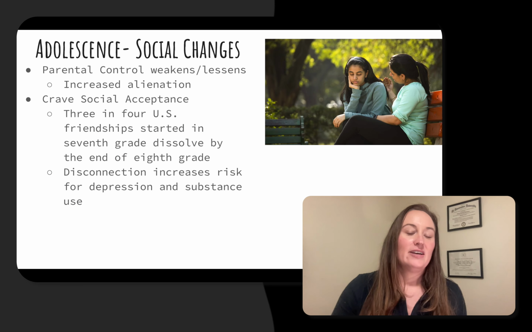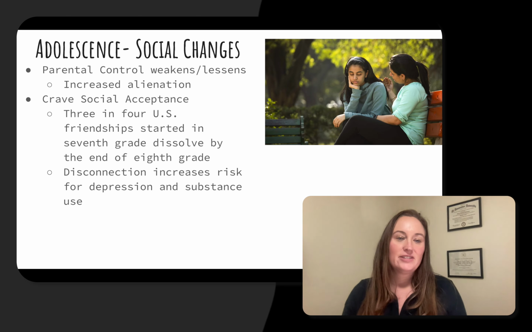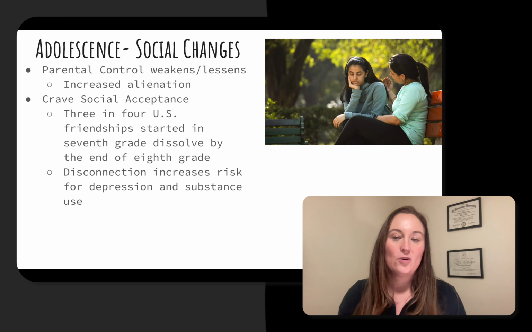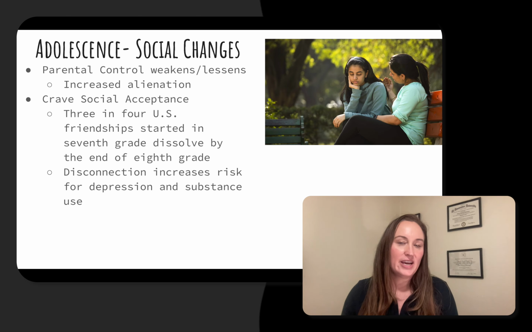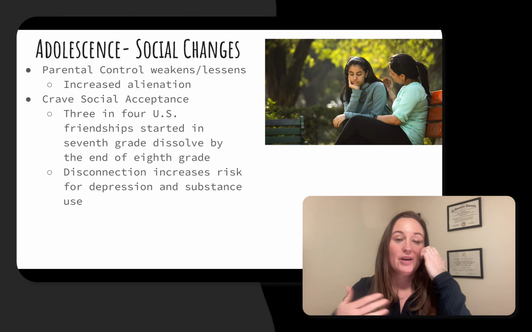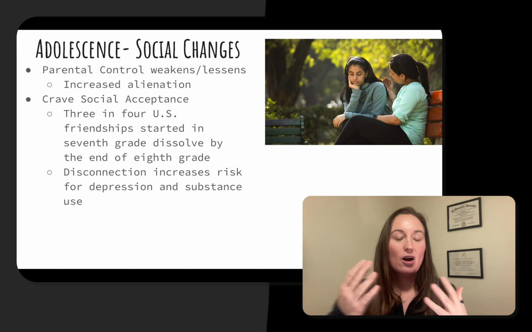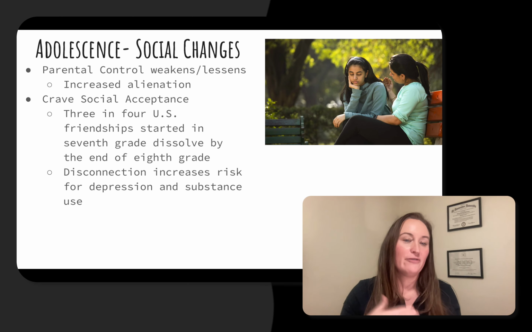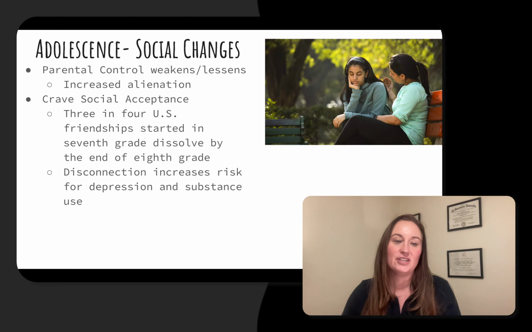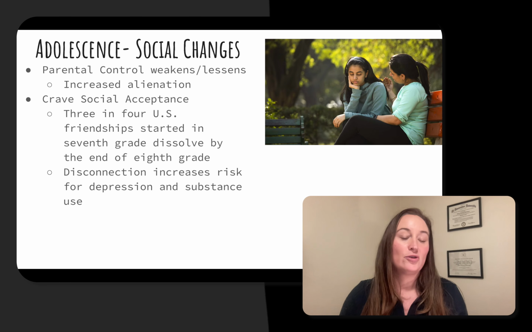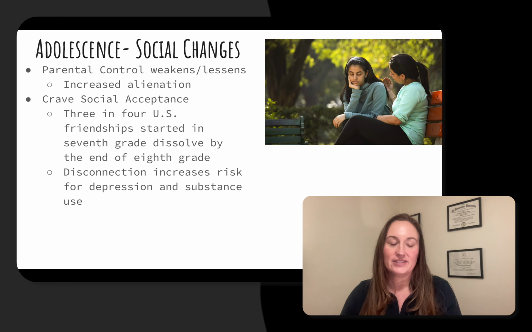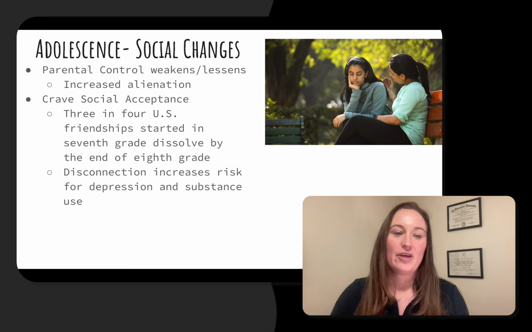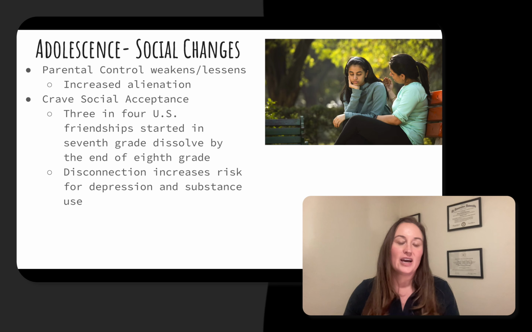Okay, so in adolescence there's a bunch of social changes, and parental control is naturally weakening as people are leaning towards adulthood, right? They're figuring out their own sense of identity, and the parental control tends to weaken or lessen, even if the parent does not want that. Teenagers, adolescents crave social acceptance.